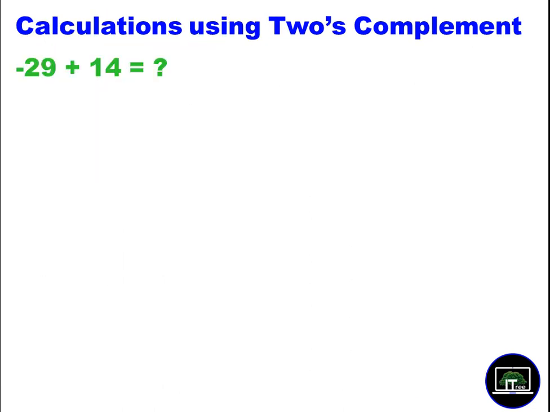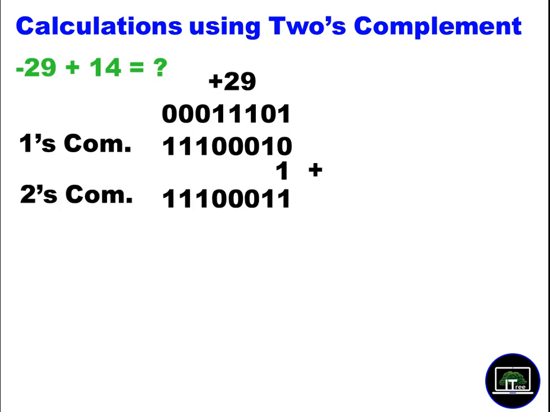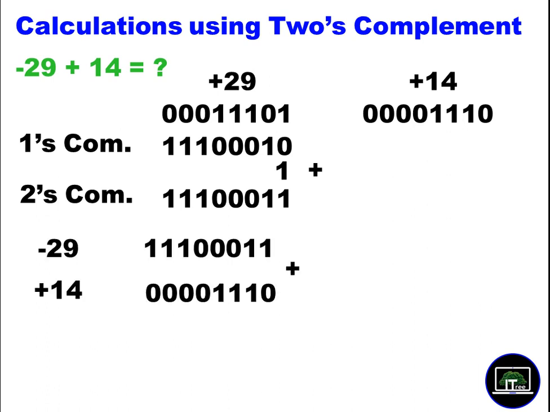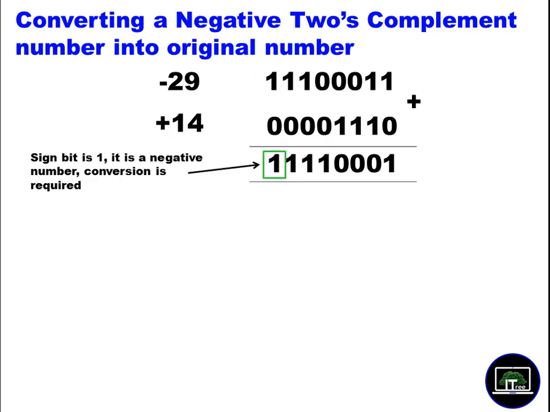We do this calculation now. 29. First get the 1's complement. Add 1 to convert into 2's complement. 14 is a positive number. No conversion required. We'll add these together. Since the sign bit is 1, this is a negative number. Conversion is required. Now we will see how we can convert.